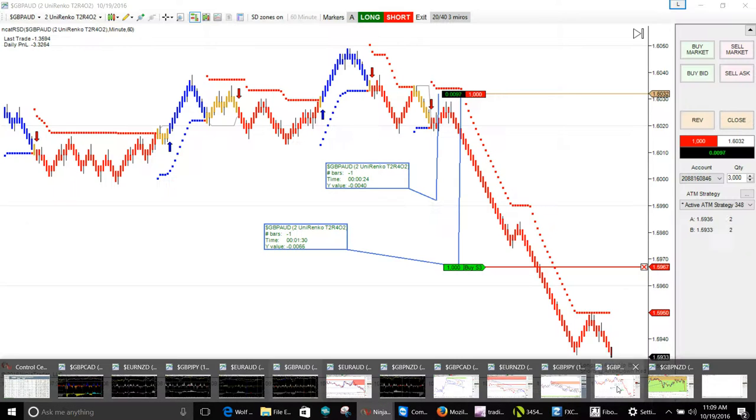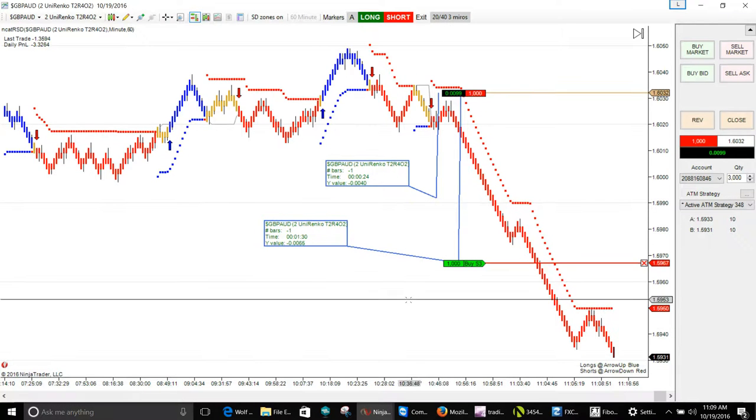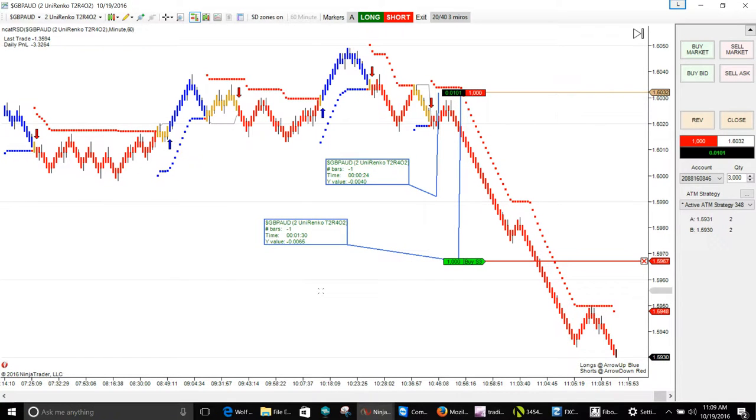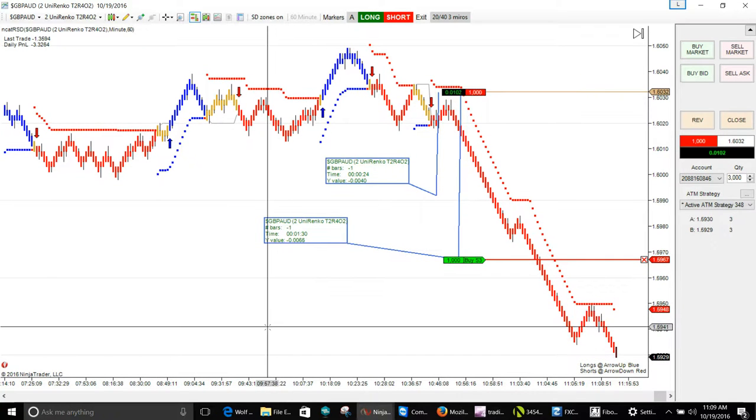I'm also in the Canadian short with the Unorincos as well. Now it looks like we're crossing 100 pips. We're going to get another move down with the trailing stop very shortly. Now this thing is really tanking over here.